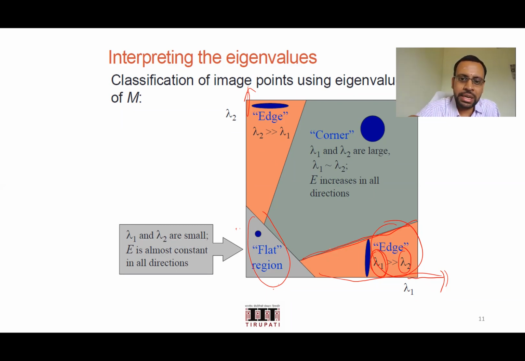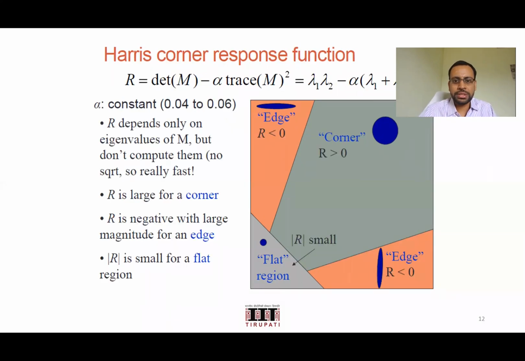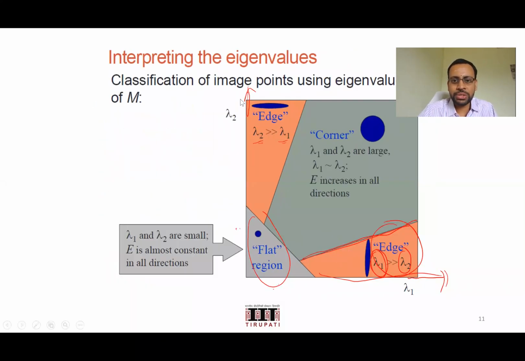And similarly, lambda 2 is very much larger than lambda 1. Then this would be representing a horizontal edge. And when you have both lambda 1 and lambda 2 large, and lambda 1 is roughly equivalent to lambda 2, then your energy function E would increase in all the directions, and those are the corner points you are interested in.